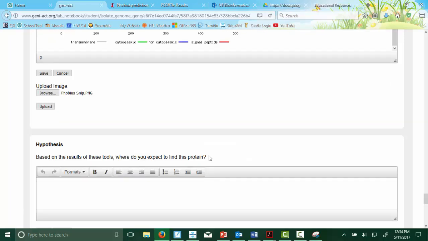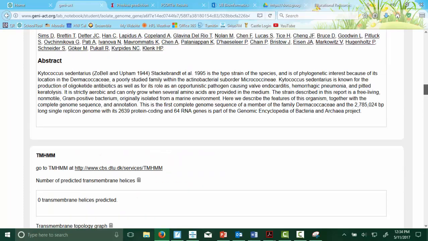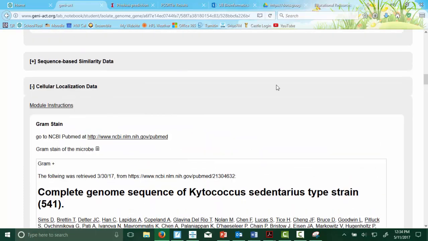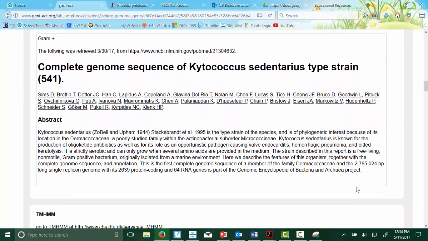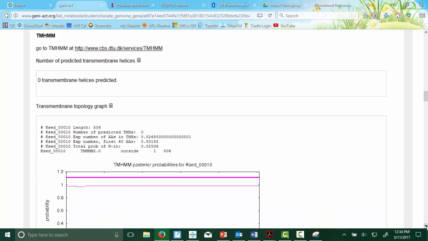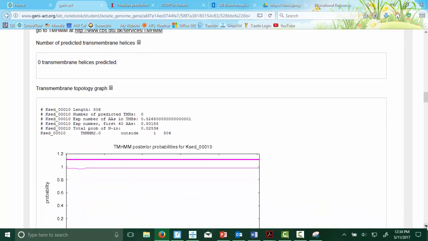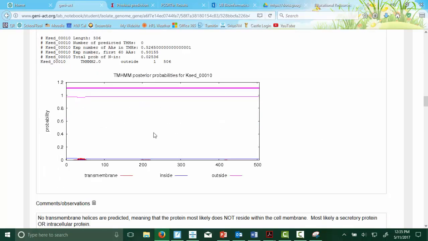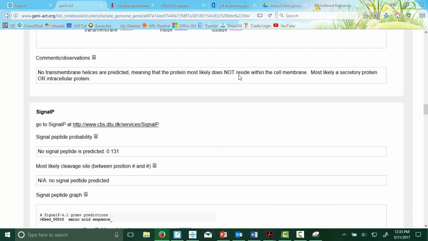Save it. And as far as a hypothesis, this is where you're going to look back at your tools that you used in this module. So here at the beginning of cellular localization data, we did the Gram stain. We did a little basic research, which is great to use on your poster. With TMHMM, we predicted no transmembrane helices. That means it's not likely to be mounted in the cell membrane, which is hydrophobic on the interior, and hydrophobic helices would embed in the membrane very well. So we saw that, not likely to be transmembrane helices, and we concluded that here.